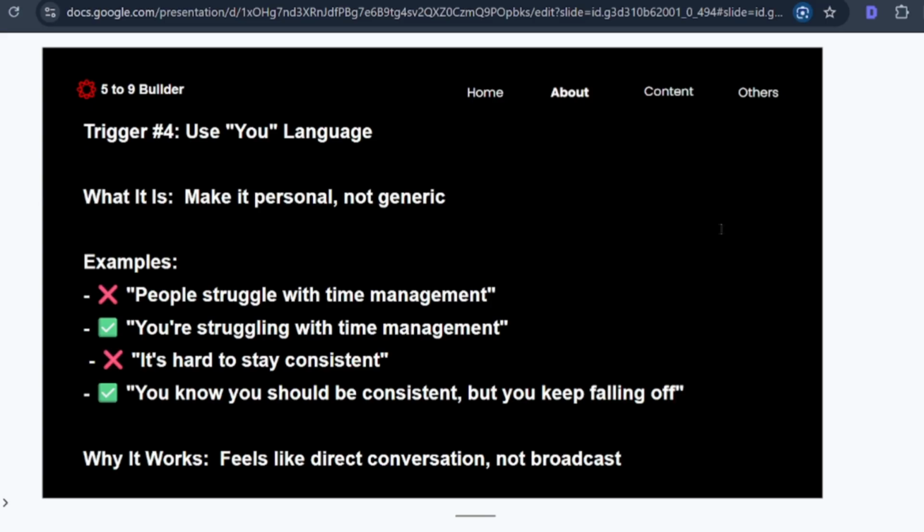Okay. Now, take "it's hard to stay consistent." When you say something like this, you are not talking to me. But "you know you should be consistent, but you keep falling on it," you understand? If you state something like this, I feel seen, I feel worried, because this is me. So this is how it works.